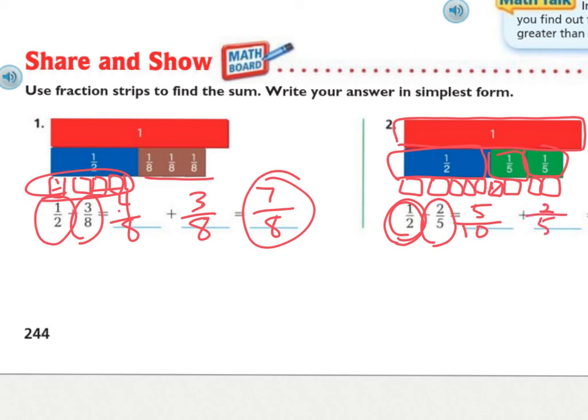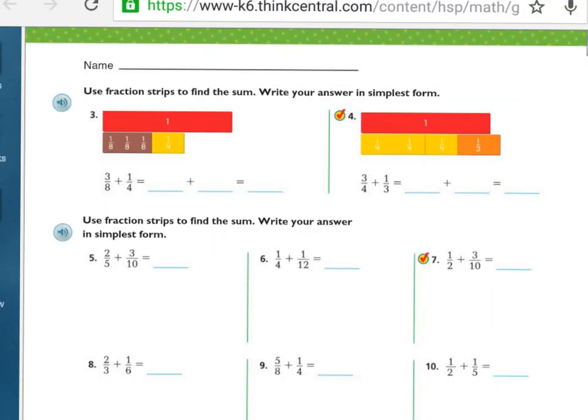So 5 plus 2 is 7. Oops, sorry, tenths. 5 plus 2 is 7, and it's tenths. So the answer is 7/10. Actually, it's not 7/10, because there's 2 of them here and 2 of them here, right? So that's really 4/10, not 2/10 right there. So that means my answer is going to be 9/10. Sorry about that. Okay, so I'm just going to do a couple more.